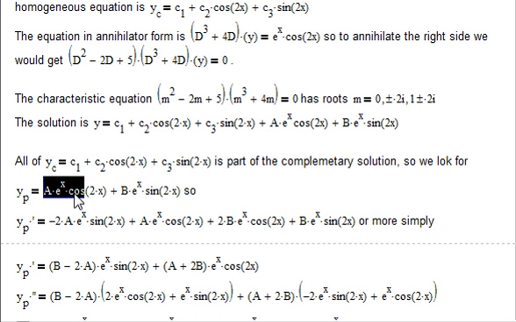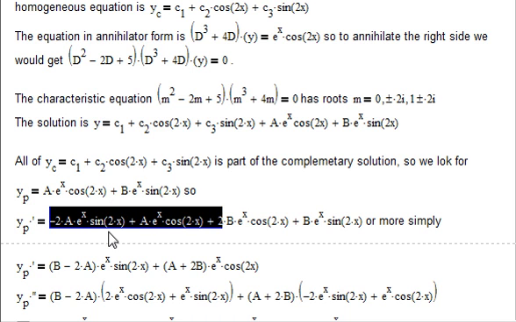So, here's yp. Here's its first derivative. Derivative of cosine of 2x is negative 2 times sine of 2x, so the derivative of this term, first D second plus second D first, so negative 2a e to the x sine of 2x plus positive a e to the x cosine of 2x.